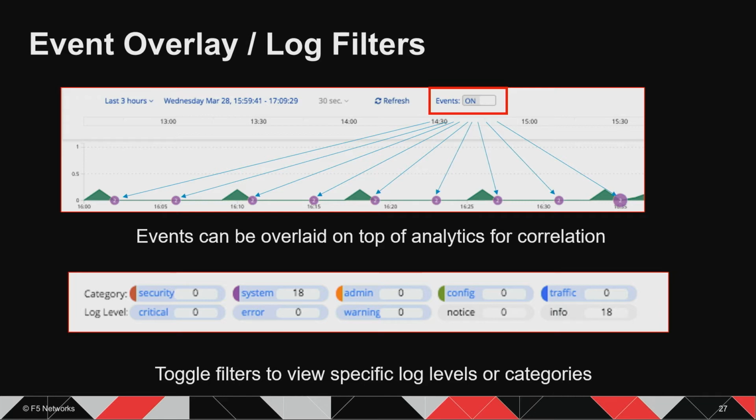And all of this can be filtered. These events here are categorized, and they have different log levels, and these are toggle switches to filter out noise. So if I have a lot of system events and I don't want to see them, I can click on this and that'll turn off all the system events and take them out of this view. Or maybe I'm only interested in critical errors or security. I can toggle different things on or off based on what's important to me as an app owner.